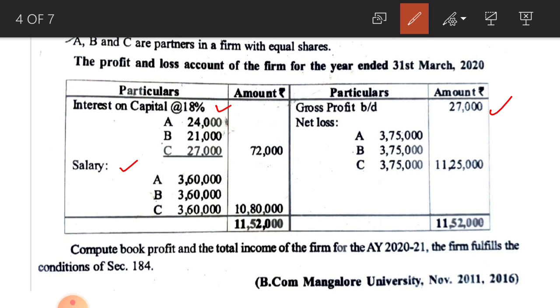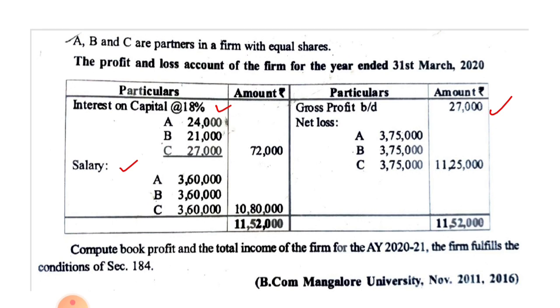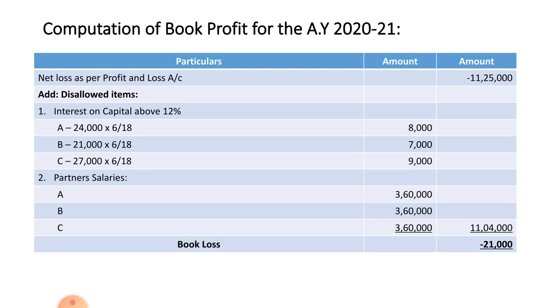The firm fulfills the conditions of section 184, that is relating to assessment of a firm. Here nothing is given about working partners, that is who are all the working partners. When no information is given, you have to consider all three partners as working partners. Similar type of problem we already solved. Let us go through this problem directly.